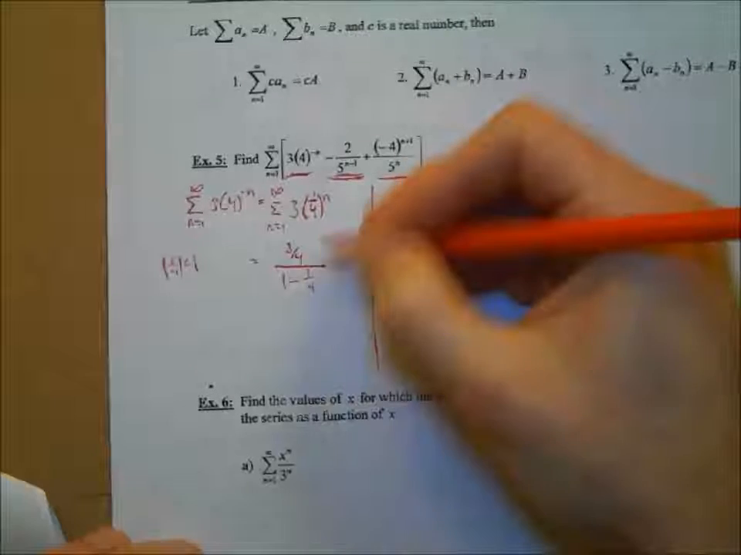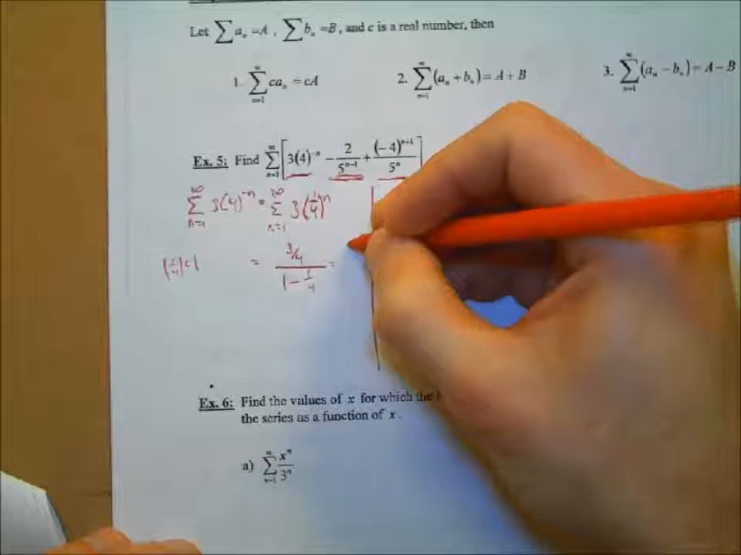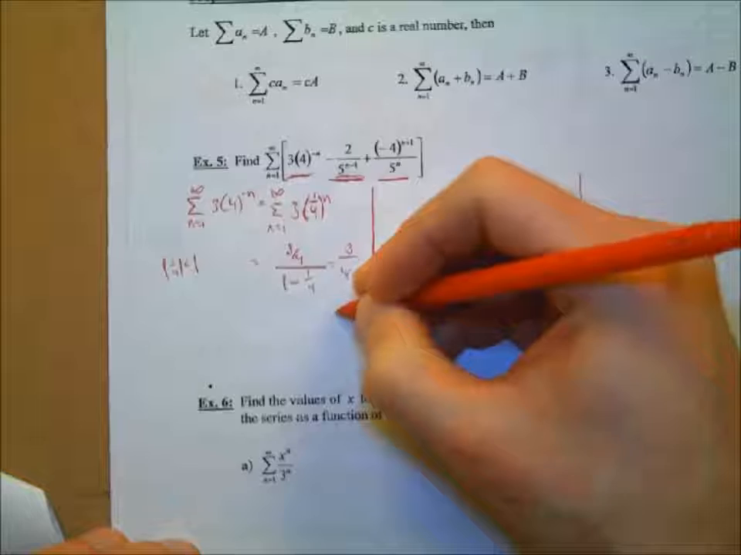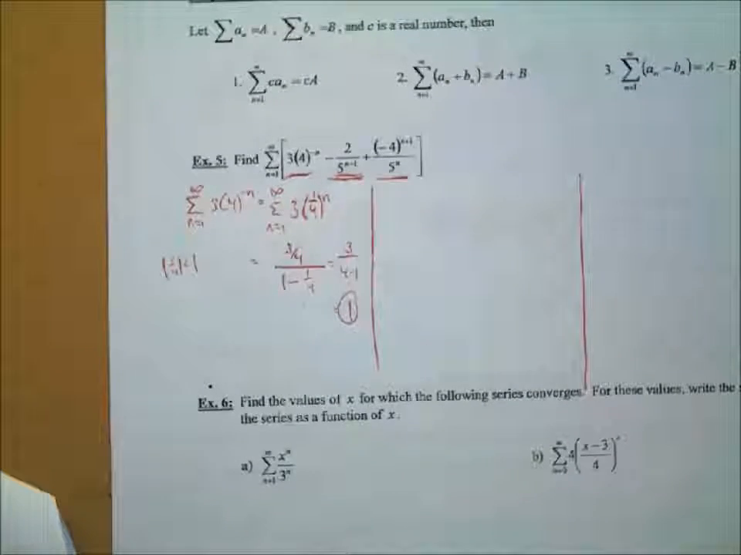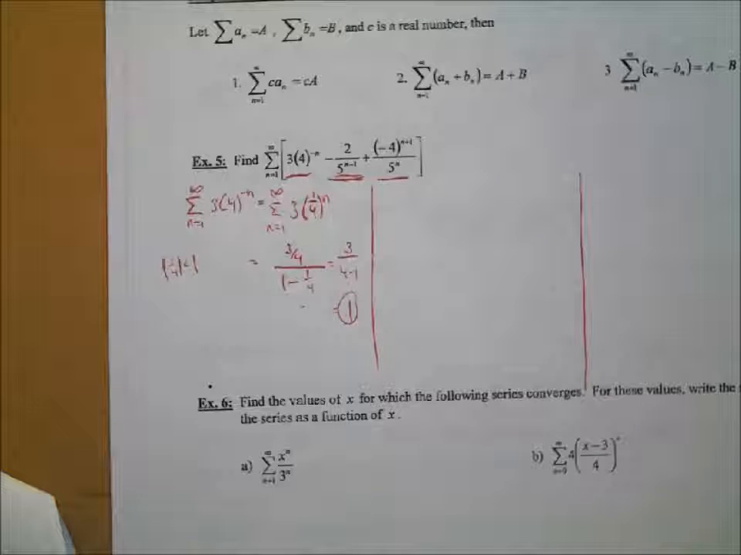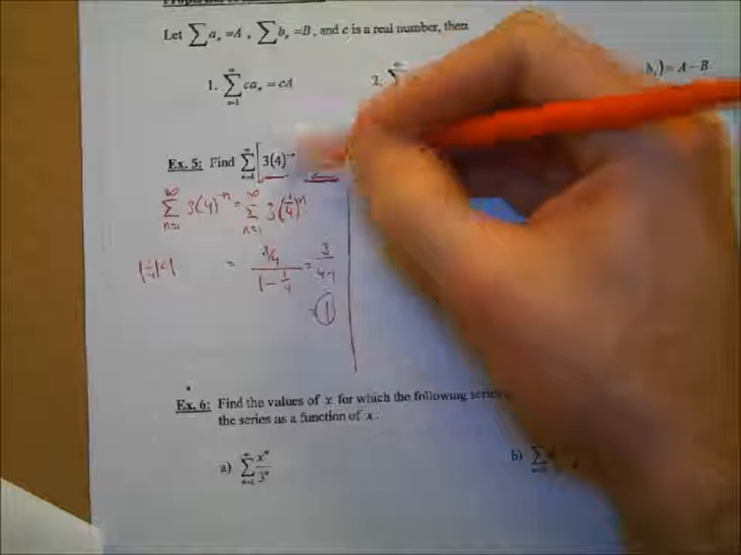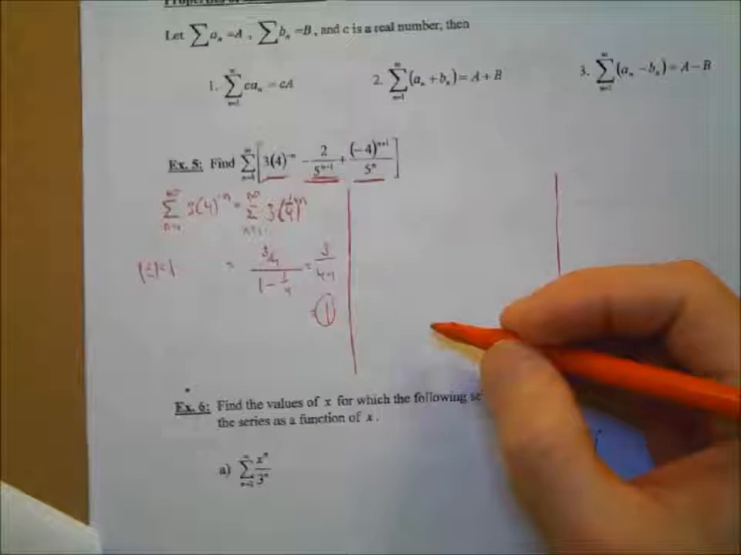And if I multiply the top and bottom by 4, that ends up being 3 over 4 minus 1, and so it's 3 over 3, which just simplifies to 1. Okay, that's pretty straightforward. All right. So the very first piece is equal to 1. All right, so let's try the second piece here.